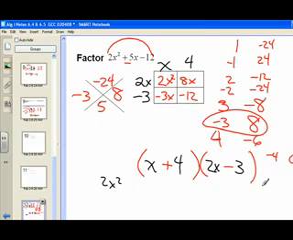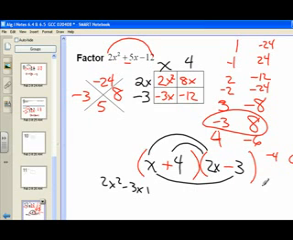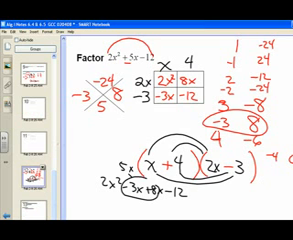So I get 2x squared minus 3x plus 8x minus 12. That's going to be a positive 5x. Did I get it right? Yes, I did. So this was the answer. If this had come out to be a negative 5x, I would know I need to switch the signs. I would have put the plus over here and the minus here. In other words, if you don't get the right middle term, you just swap the signs. Swap the signs. All right, questions?